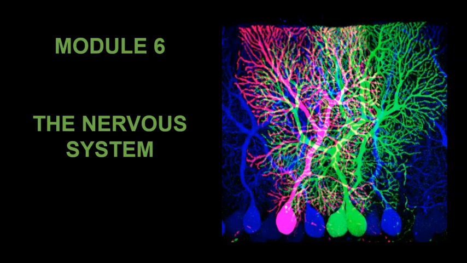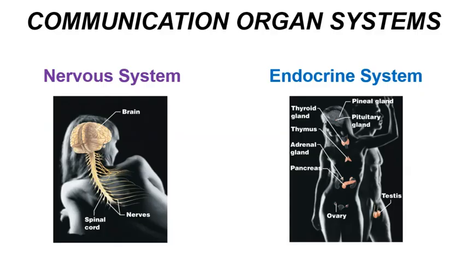So Module 6 will take us through the general anatomy as well as the physiology of the nervous system. Recall from Module 1 that we have two organ systems in the human body that function in communication. The first was the nervous system, and the second was the endocrine system. The nervous system uses electrochemical signals to rapidly communicate directly with other cells and organs.